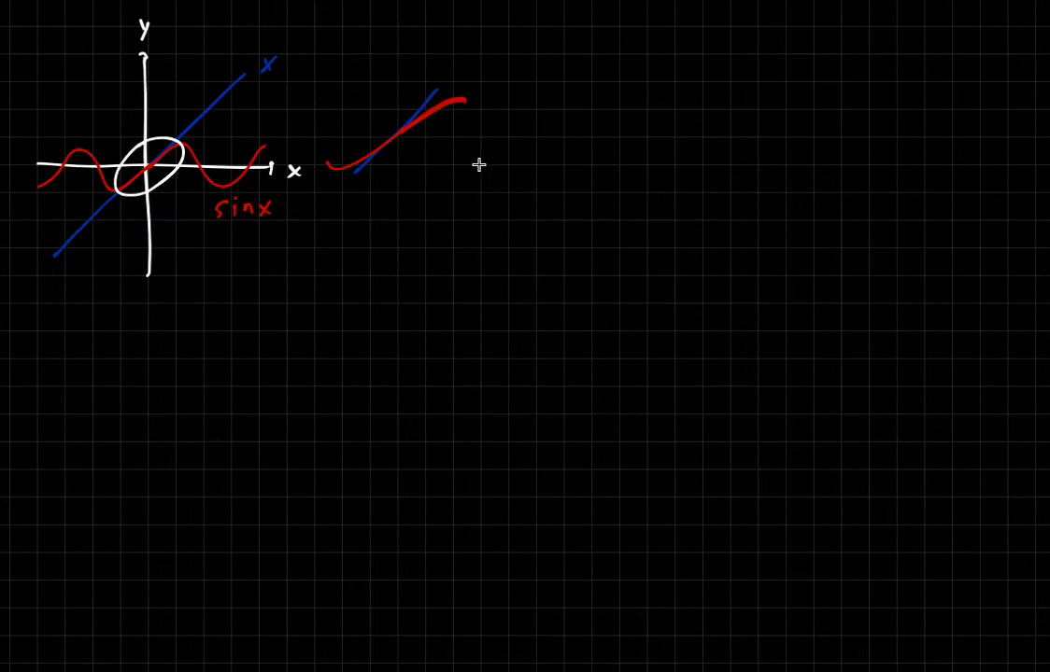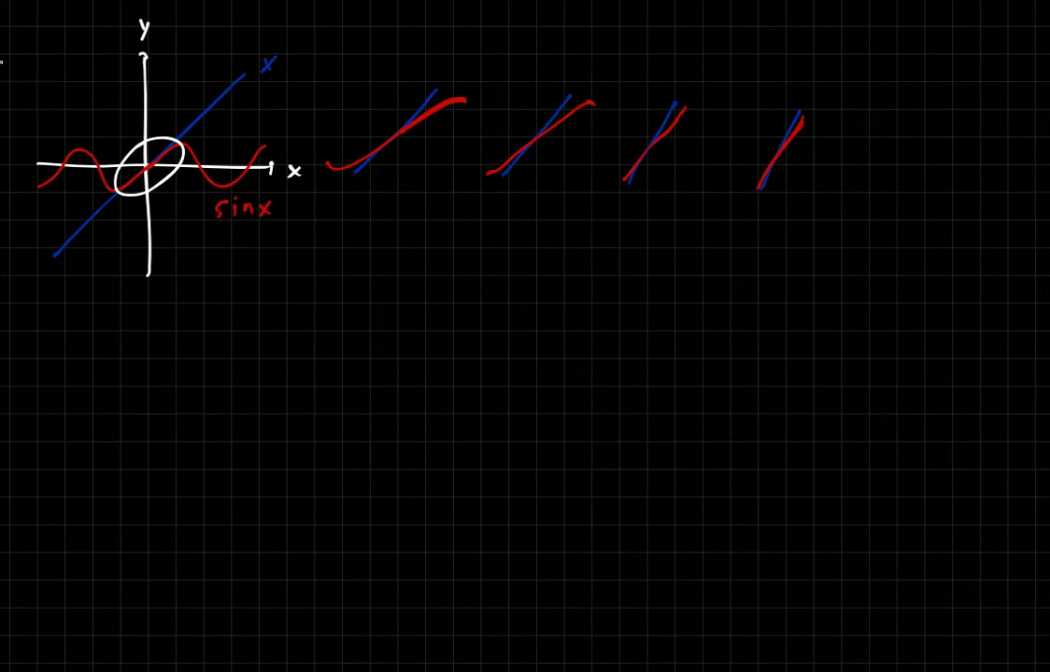And if you zoom in even further, you'll notice that x still has the same general shape, a straight diagonal line. And sine of x will start to look more and more like a straight line. It won't be completely a straight line, but you can see that sine of x is starting to look kind of like a straight line, right? And if you keep zooming in, you'll notice that sine of x will begin to look almost identical to x. If you zoom in far enough, it'll be almost impossible to tell the difference between these two lines. These two lines will look essentially the same.